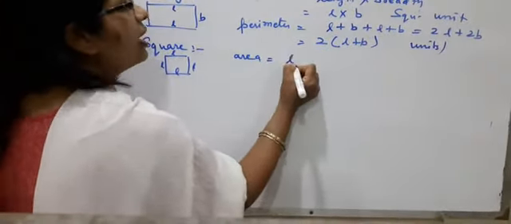Fifth, rhombus. In a rhombus, all sides are equal in length. Perimeter of a parallelogram is the sum of all sides, that means 2 times L plus B.